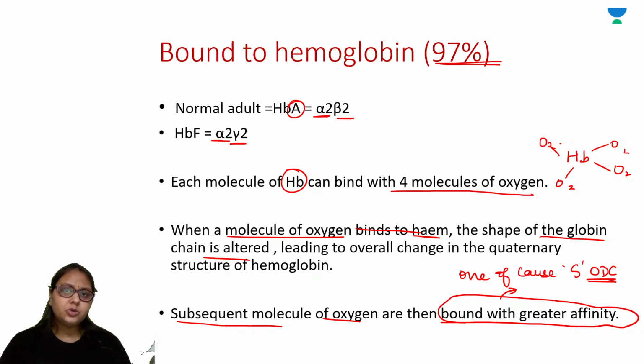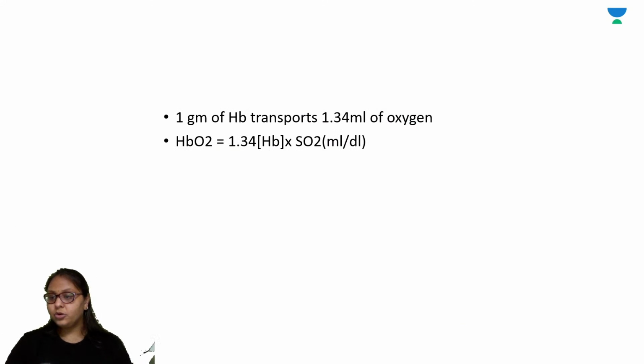Dissolved in the plasma is only 3%, bound to hemoglobin is 97%. And this I told you, once one molecule of oxygen binds to the heme component, there is a change in the structure, and the other three molecules attach with greater affinity with the hemoglobin.